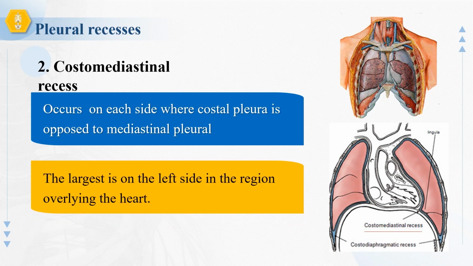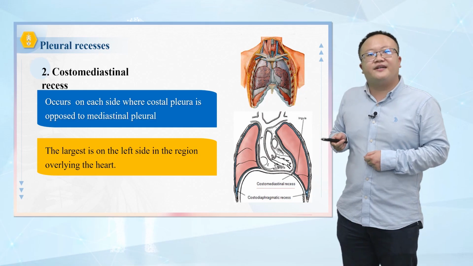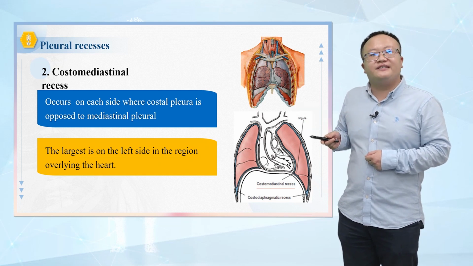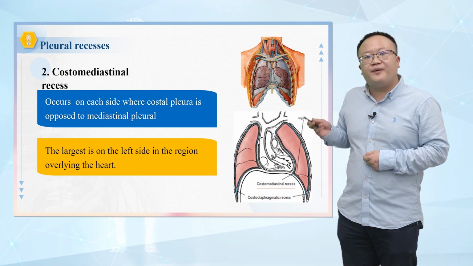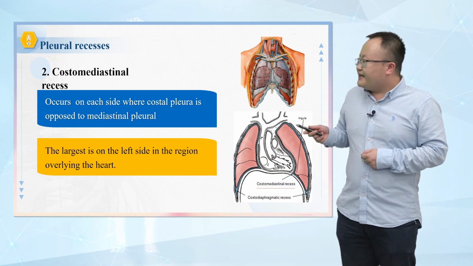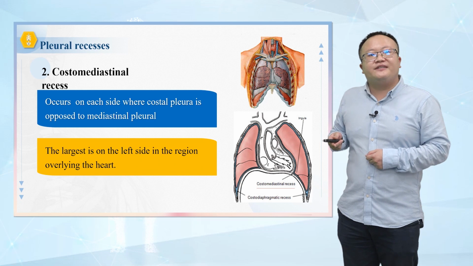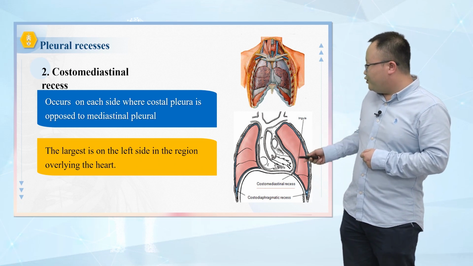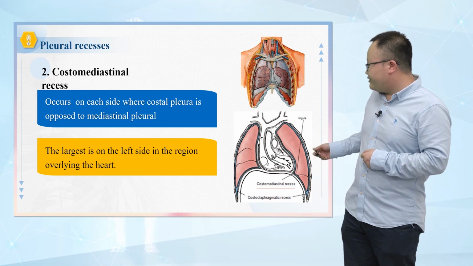Second, we'll talk about the costomediastinal recess. It occurs on each side where the costal pleura is opposite to the mediastinal pleura. The largest is on the left in the region overlying the heart, just as this one, the costomediastinal recess.